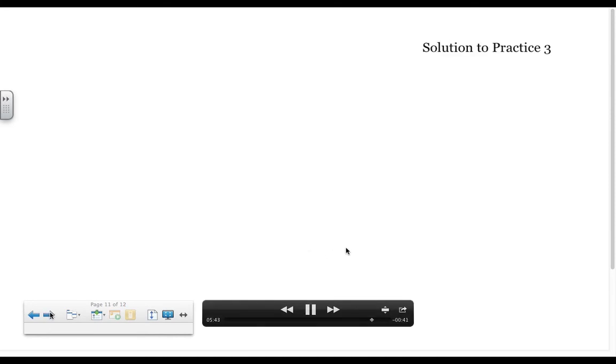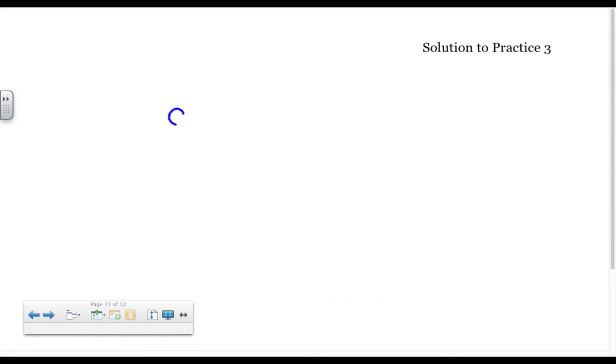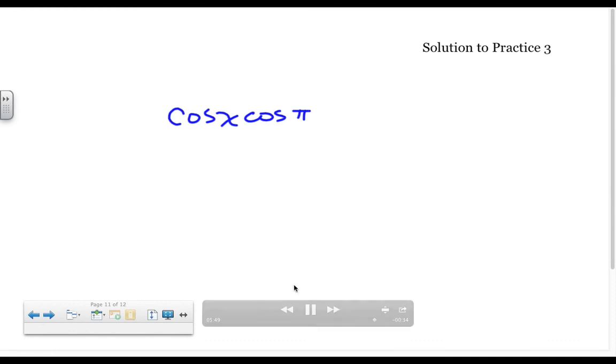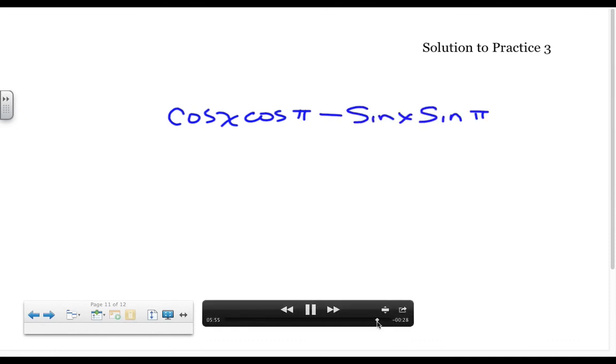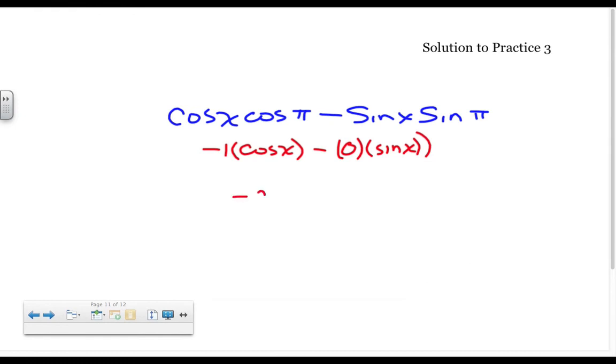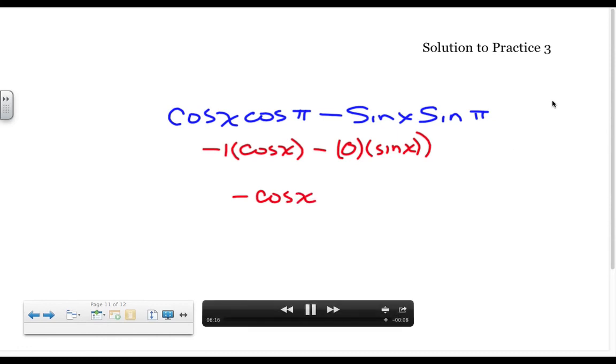Solution. Okay. Cosine x cosine pi minus sine x sine pi. Again, remember that cosine pi is negative 1 and sine pi is 0. Which means I end up with negative cosine x, which is what I was trying to prove. All right, we'll see you tomorrow.